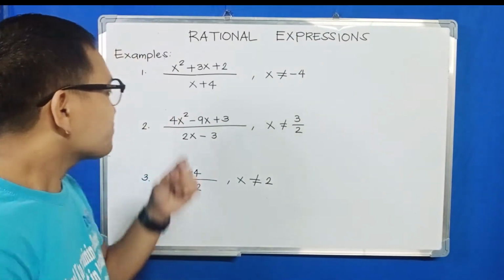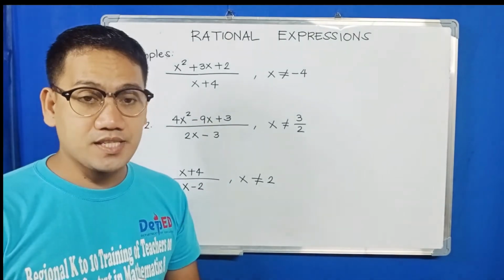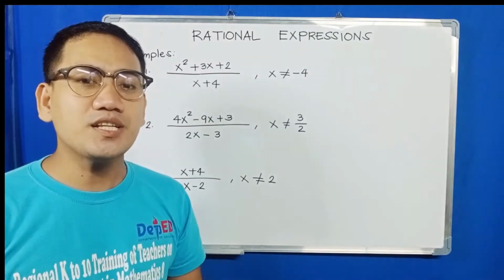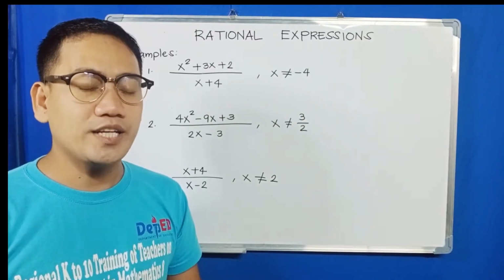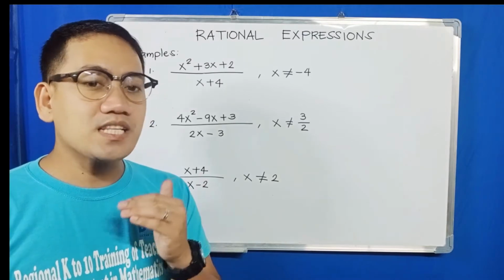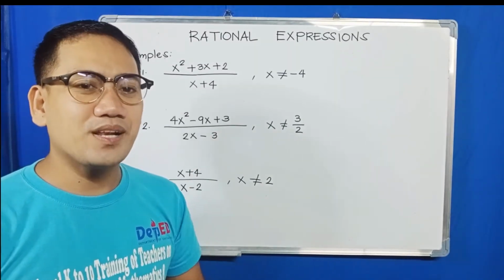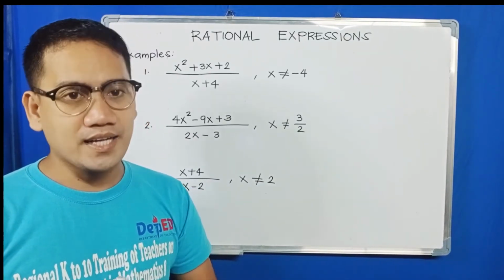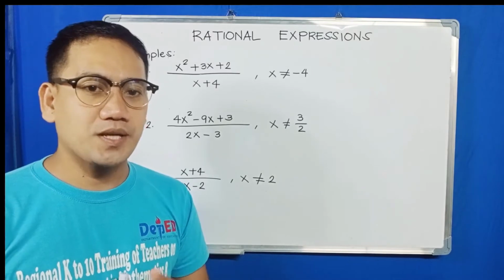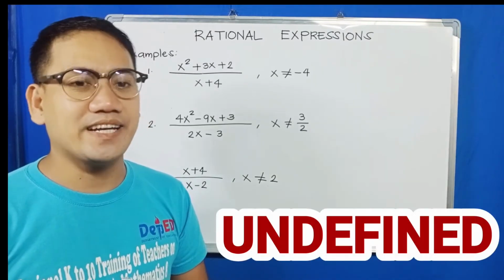Another example, 4x squared minus 9x plus 3 all over 2x minus 3. In this certain rational expression, 4x squared minus 9x plus 3 is our numerator, and 2x minus 3 is our denominator. Here, in this example, x must not be equal to 3 halves. Again, if our x is 3 halves, it will lead us to a denominator of 0. And our expression will be undefined.